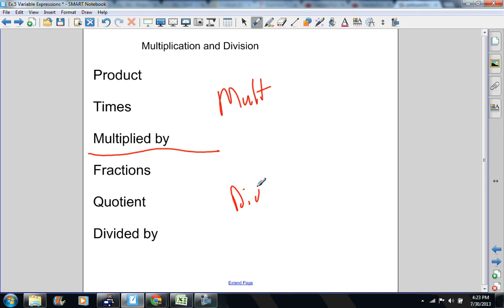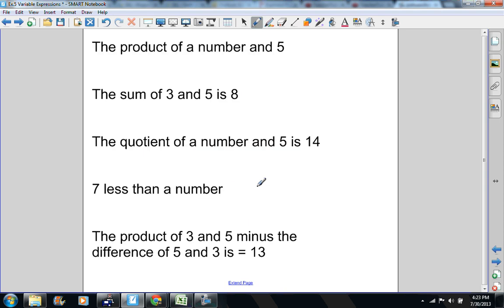We can start looking at some examples. The product of a number and 5. Well, we know product is multiplication, and a number is going to be a variable because we don't know what number that is yet. So the product, multiplication, of a number and 5 would be x times 5 or 5 times x because the order doesn't matter on multiplication.